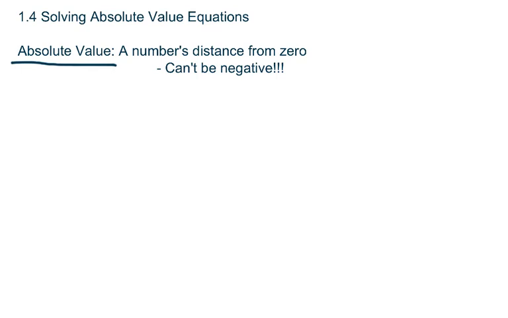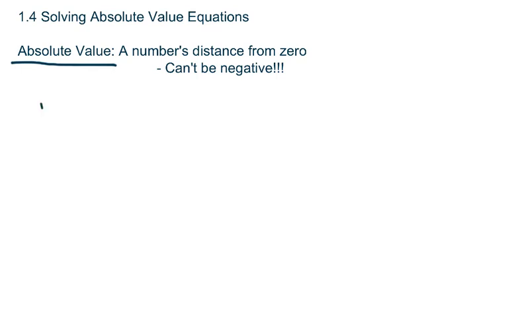So think about driving a car, that odometer that keeps track of your mileage. If you drive backwards, that thing doesn't go down. And if you start at zero with a brand new car and you drive backwards, you're not going to get to negative miles. Okay, so an absolute value is a number's distance from zero, and it can't be negative.